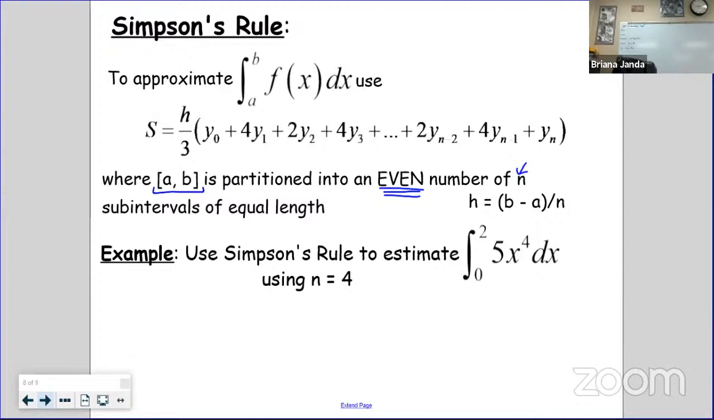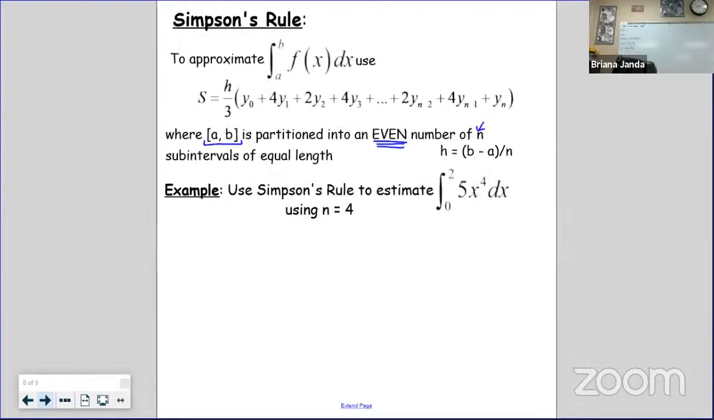It says use Simpson's rule to estimate the integral from 0 to 2 of 5x to the 4th dx using n equals 4. When would I use Simpson's rule? If they specifically told me to. Does it work if it's an even number? Yes, but I probably wouldn't think to use it. It's not something I'm going to spend a lot of time working with or memorizing, but I would attack this very similarly. So if n equals 4, the height is going to be 2 minus 0 divided by 4, 2 over 4, or 1/2.